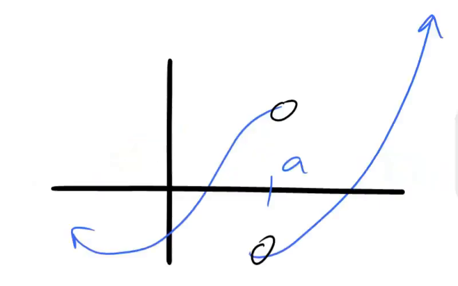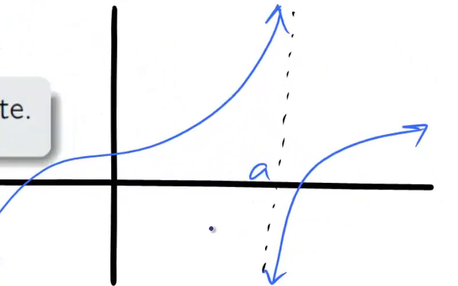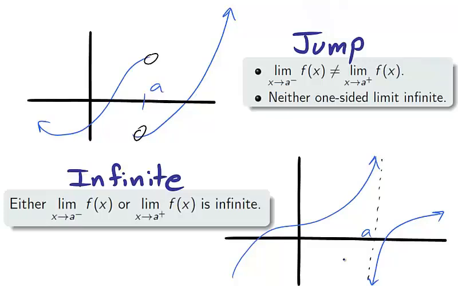The next graph shows a jump discontinuity at x equals a. A jump discontinuity is the case where the one-sided limits both exist but the two-sided limit fails to exist. Notice that the ants can only meet at x equals a if they jump to another level. Our last graph shows an infinite discontinuity. An infinite discontinuity is the case where a one-sided limit is infinite.